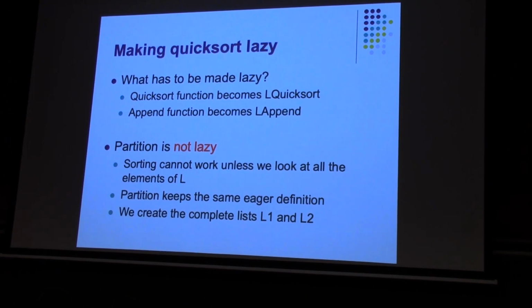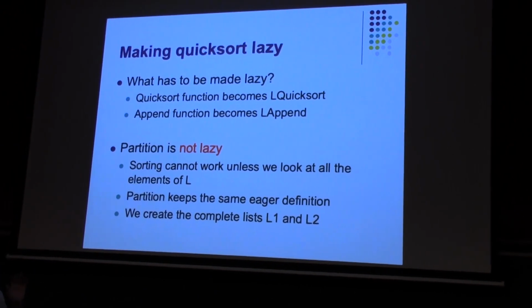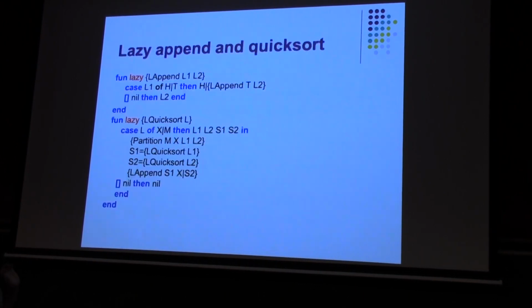Actually, partition should not be lazy, because you have to look at all the elements. You cannot find the smallest element out of L without looking at all of them. Also, partition has 2 results, so it's not clear which one. You actually need both of them. So making partition lazy is not a good idea. It's easier to keep partition eager. Okay? So that means we do the following.